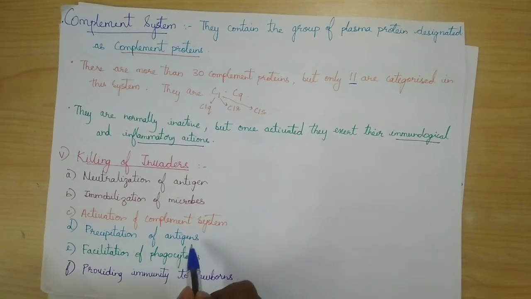The precipitation of antigens. The antigens are present in the soluble form. It is converted into the insoluble form so that it does not spread more. Facilitation of phagocytosis. The phagocytosis is facilitated through which the microbes are killed, providing immunity to the newborns. The IgG, which crosses the placenta from the mother to the baby, provides the immunity to the fetus. And the IgA, which transfers through the mother's milk to the baby, provides the immunity to it.